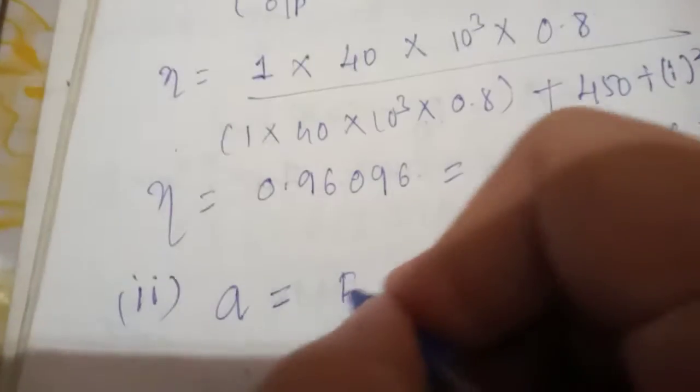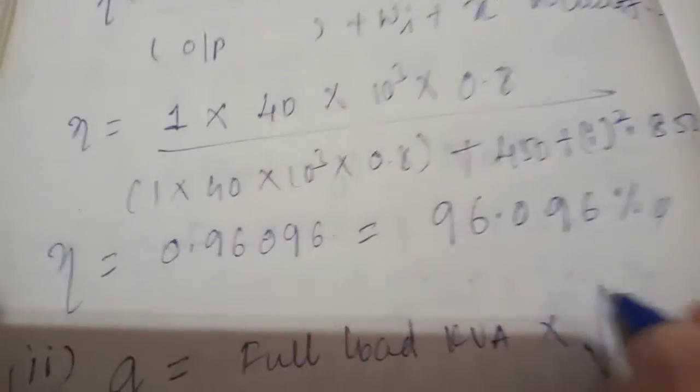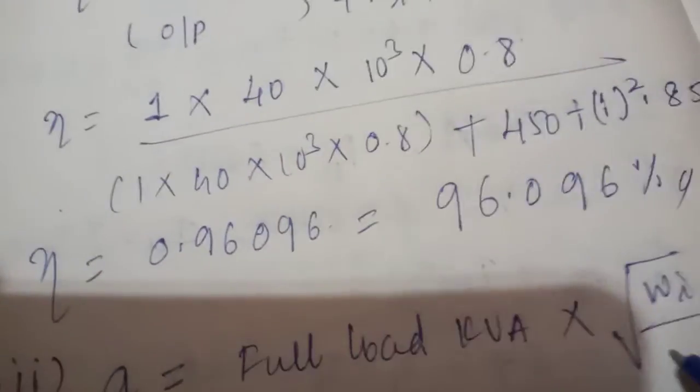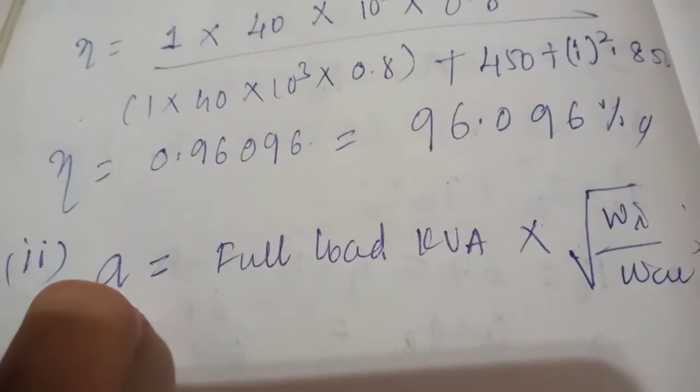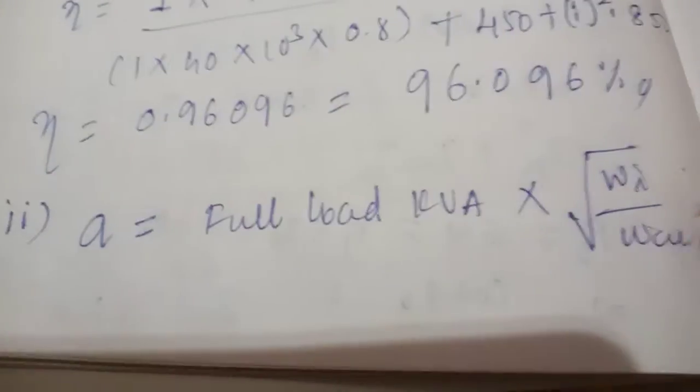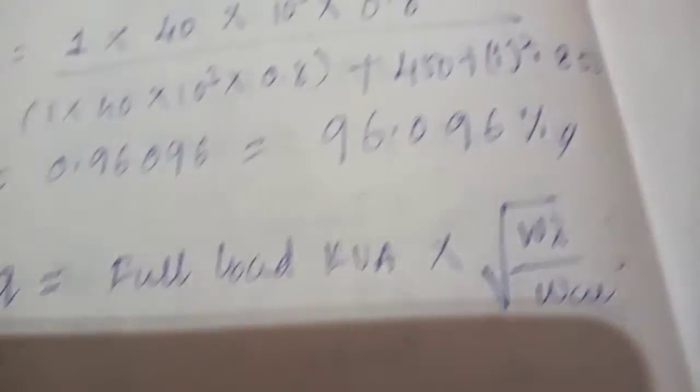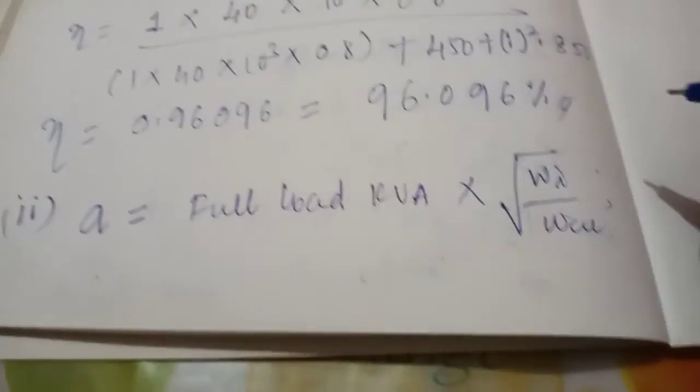Next is the load at which the maximum efficiency occurs. I have to calculate the load at which the efficiency is maximum. Again we have a formula: the load at which the efficiency is maximum is equal to full load kVA into square root of WI divided by WCU. What is the condition for maximum efficiency? The iron loss must be equal to the copper loss at that particular load.